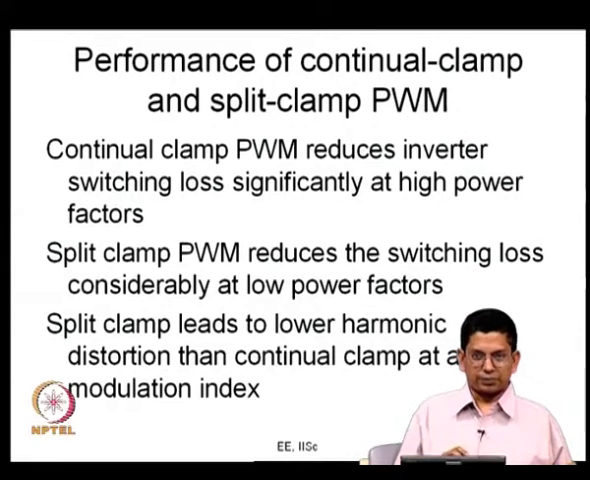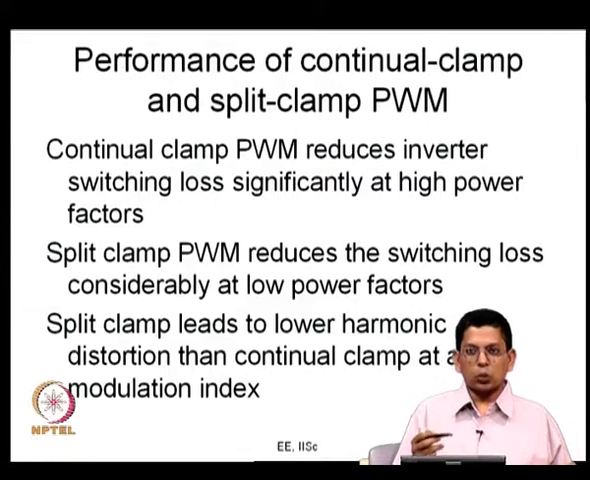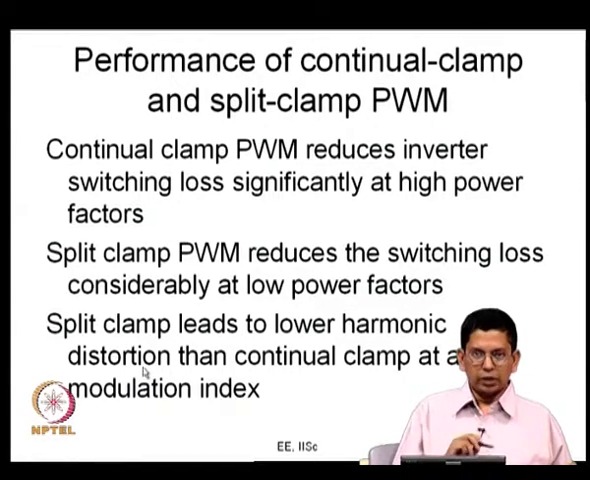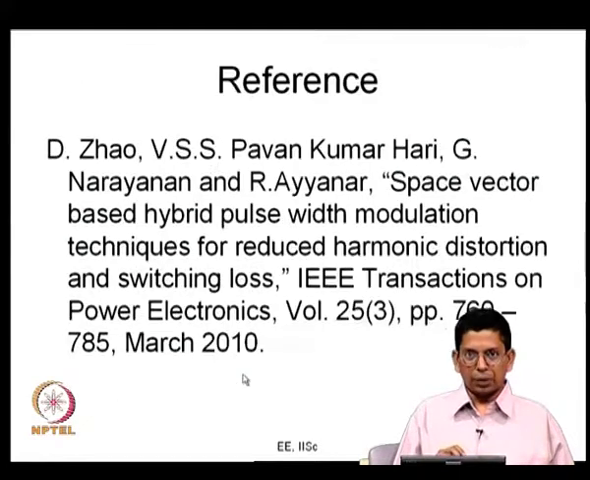Nevertheless, this is a fact. I am hoping that at a later date, after we have discussed space vector based PWM and after we have discussed how to evaluate line current ripple etc., we would be able to revisit this question and understand why split clamp PWM leads to lower distortion than continual clamp PWM.